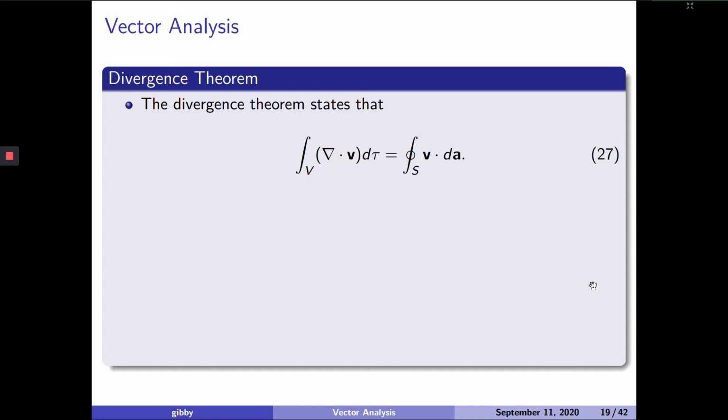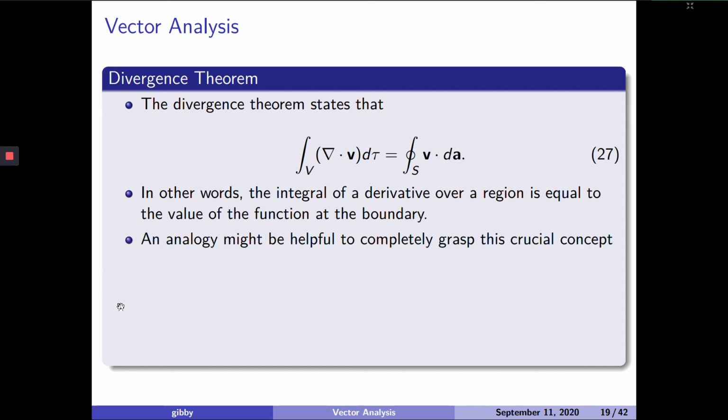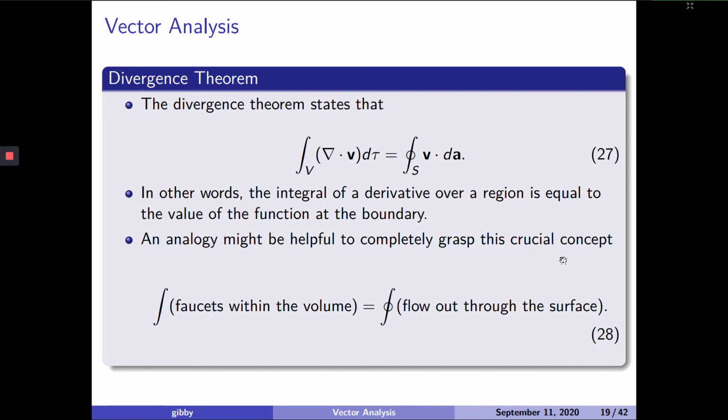So I think you have encountered this before in your mathematical physics. So in other words, the integral of a derivative over a region is equal to the value of the function at the boundary. So at the boundary. Okay? So an analogy might be helpful to completely grasp this crucial concept. So it's like this. So this is the faucets within the volume.